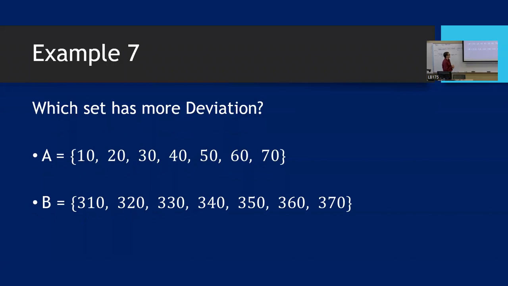Now, what if we have the same A, but now B becomes 310, 320, 330, 340, 350, 360, 370. Which set now is going to have a bigger standard deviation?